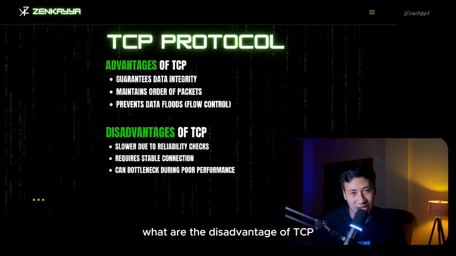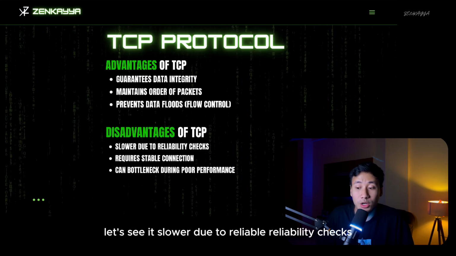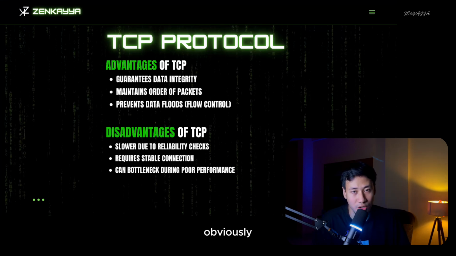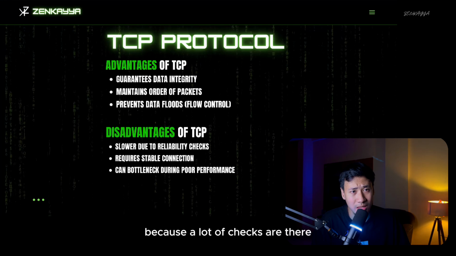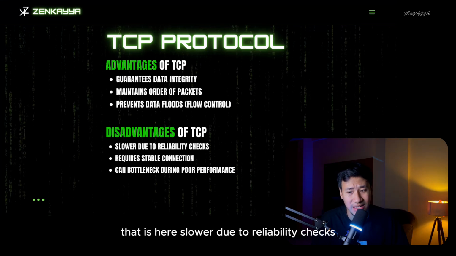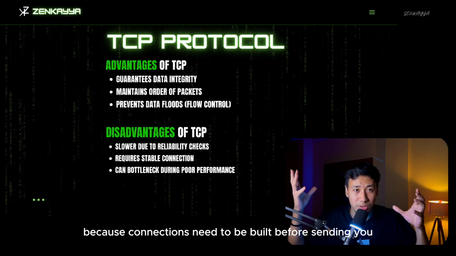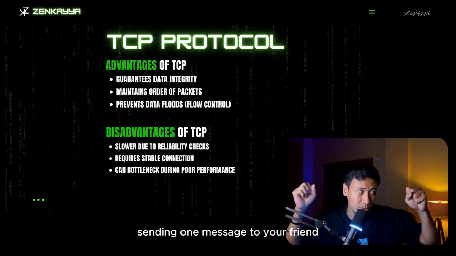What are the disadvantages of TCP? Let's see. Slower due to reliability checks. Obviously, imagine you are going through airport security, so it will be slower. Why? Because a lot of checks are there. That is why it is slower due to reliability checks, because connections need to be built before sending one message to your friend.